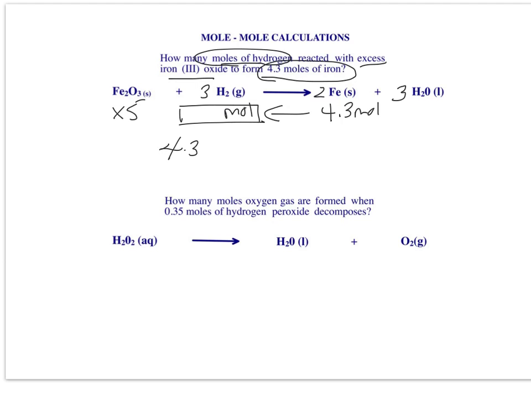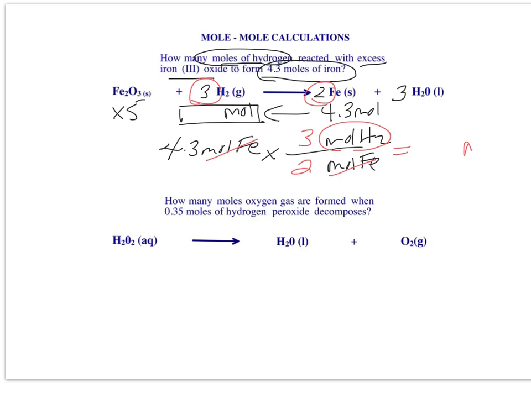So I can see that I have 4.3 moles of Fe to begin with, times fraction. I'm getting rid of moles of Fe, so that's going to go on the bottom. I'm trying to get to moles of H2, so that's going on the top. And then I'm going to use this mole ratio, this 3 to 2 mole ratio. 3 moles of hydrogen for every 2 moles of Fe. I can now see that the moles of Fe cancels. That's going to leave me with moles of H2.